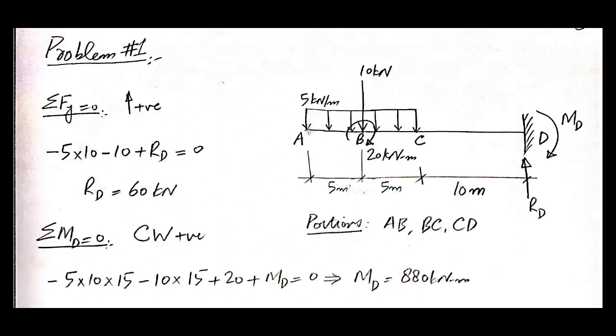If you look at point A, it is a free end and there is no concentrated load acting at the free end. So the shear should be equal to 0 at point A.